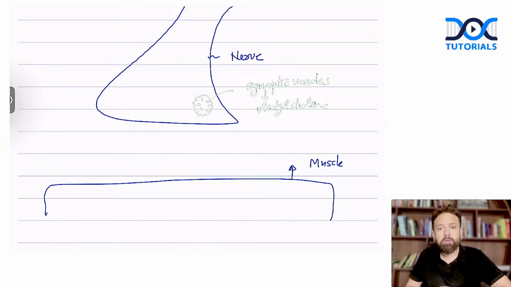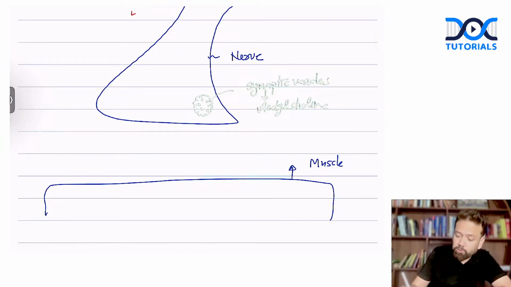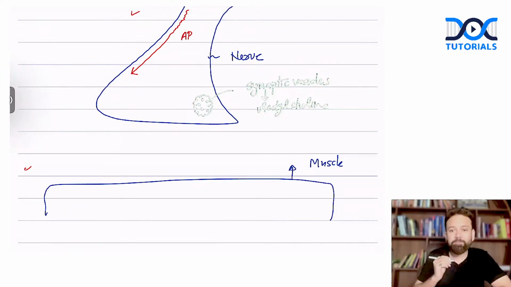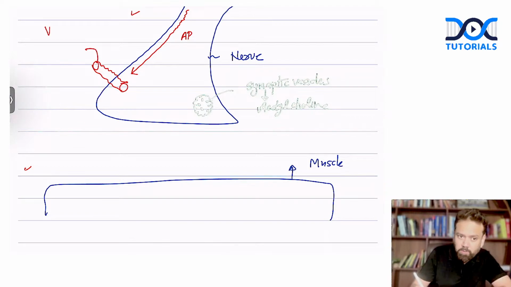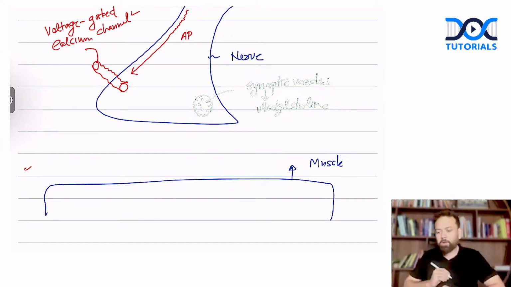So what happens in the transmission? Action potential in the neuron will end up in the muscle. Whenever there is a transmission of action potential, action potential is propagating at the neuron ending. Immediately, there will be opening of voltage gated calcium channels. These channels are called voltage gated calcium channels because they are voltage gated.